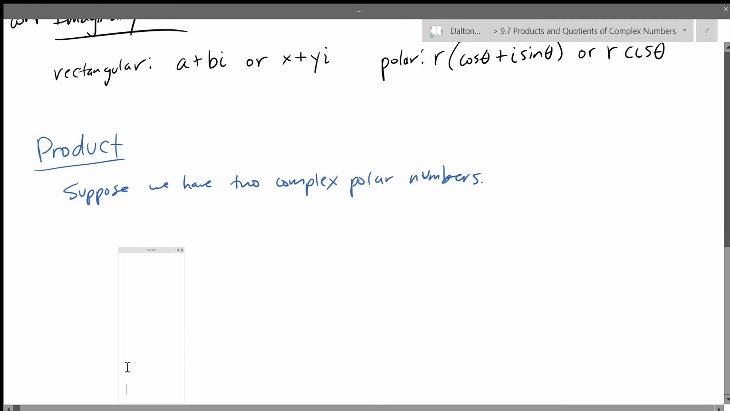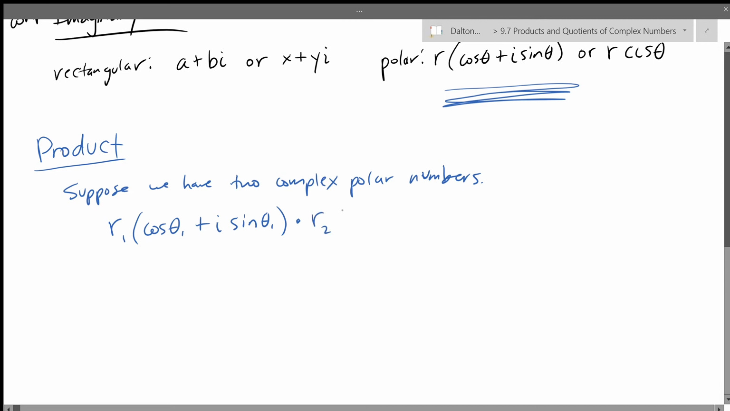So the first one, it's going to have this form over here that we just talked about. But since we have two, we need to distinguish between the two. So, okay, we'll say one is r sub 1 times cosine theta sub 1 plus i sine theta sub 1. And I want to multiply it with a second complex polar number. So that one will be r sub 2 times cosine theta sub 2 plus i sine theta sub 2.